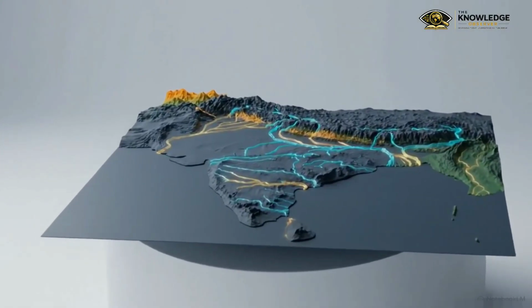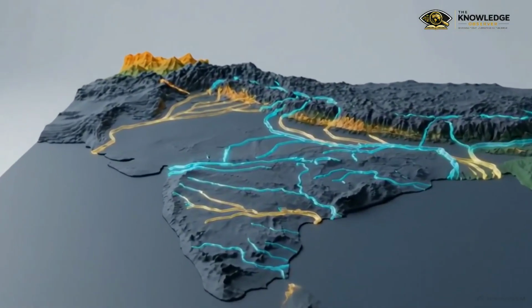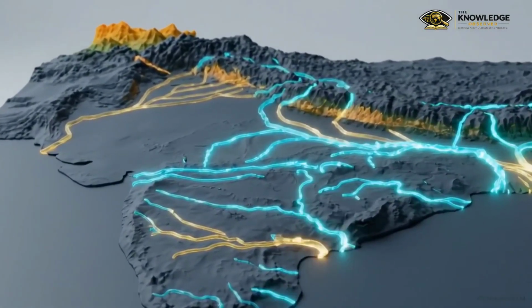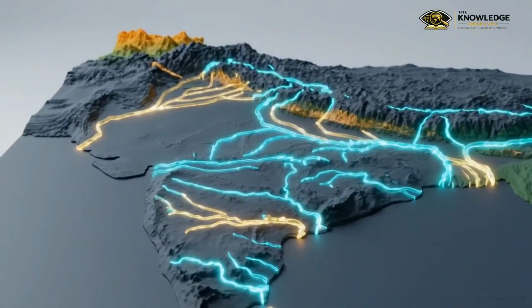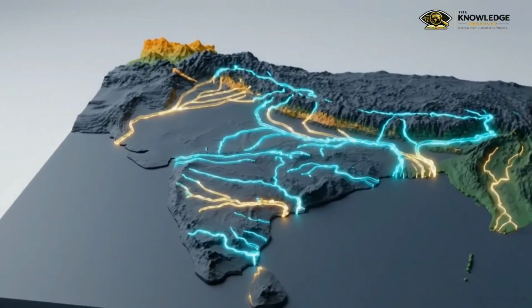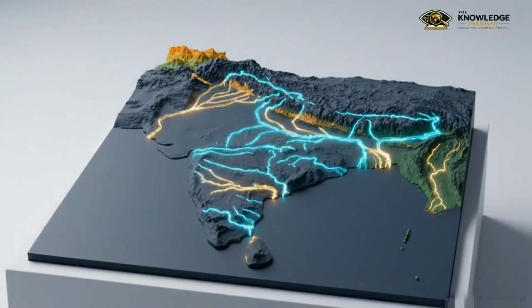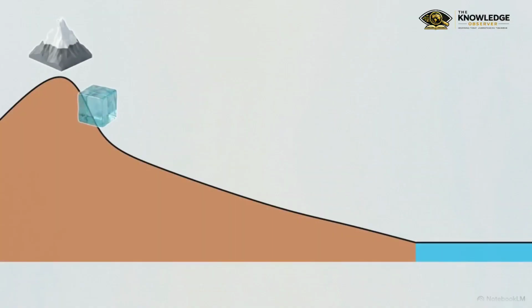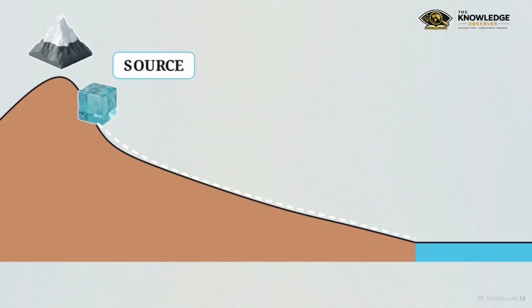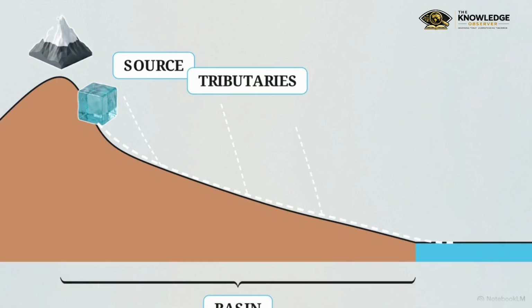Imagine a human body without its veins. This is the Indian subcontinent without its rivers, a network of water that directly sustains 1.4 billion lives. To understand these systems, we start with the basic anatomy: the high-altitude source, the smaller tributaries that feed the flow, and the massive basin that collects and directs the water toward the sea.